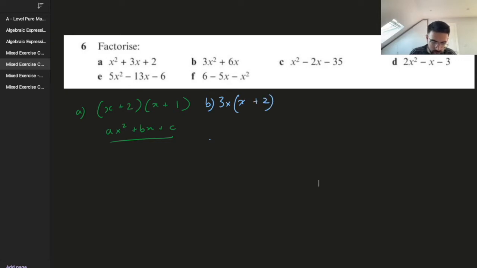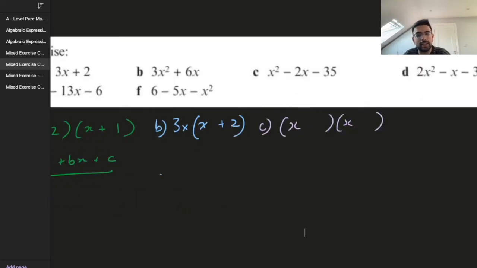Moving on to part C, we need two numbers that multiply to make minus 35 and that add to get minus 2. So straight away, I think of 7 and 5. If it was minus 7 and plus 5, it would end up with minus 2, because minus 7 plus 5 is minus 2. So that would work out.